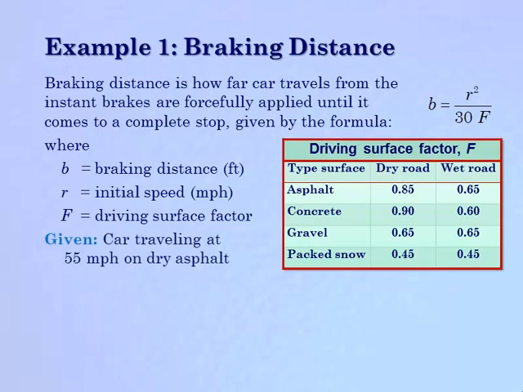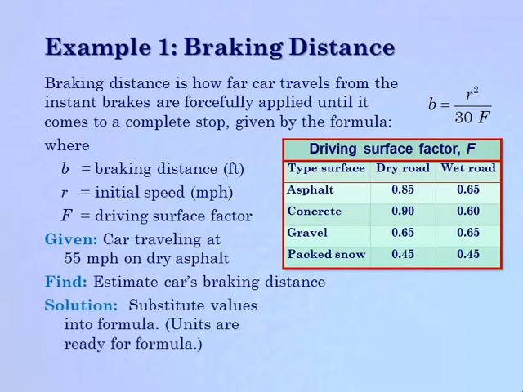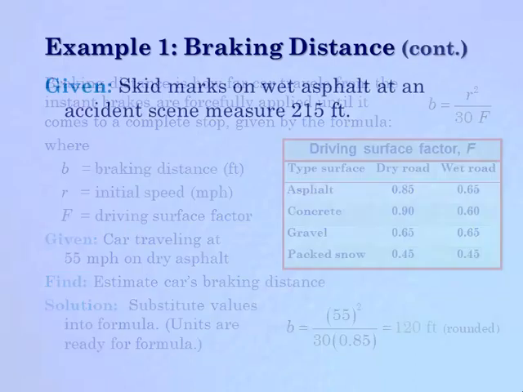Well, the solution is to substitute the values into the formula. So the units are already prepared in the driving surface factor to yield the braking distance in feet if we supply the initial speed in miles per hour. So if we put our speed of 55 miles per hour and our driving surface factor for the asphalt road is 0.85, and multiply it by 30 and evaluate it, we'll end up with 120 feet as the braking distance.